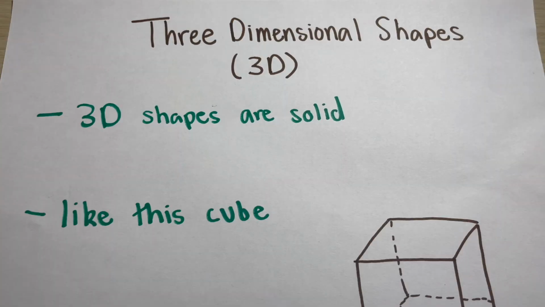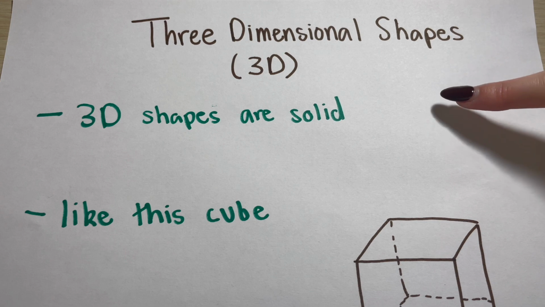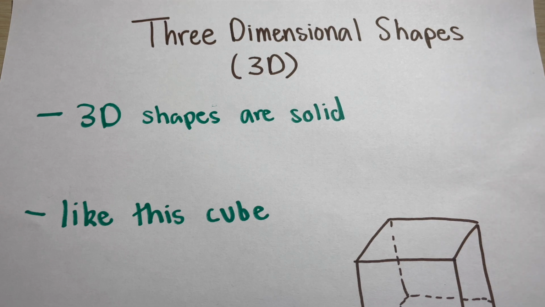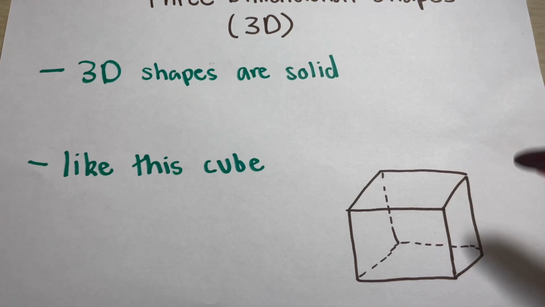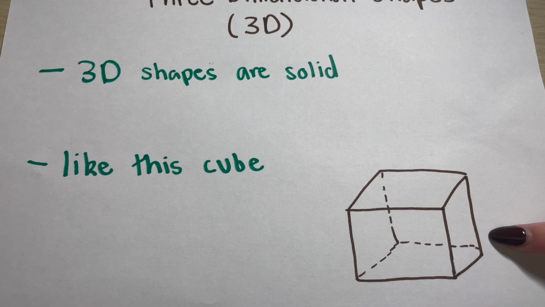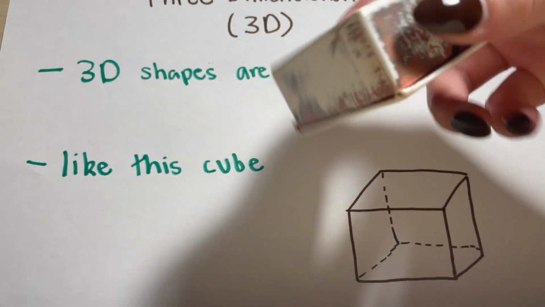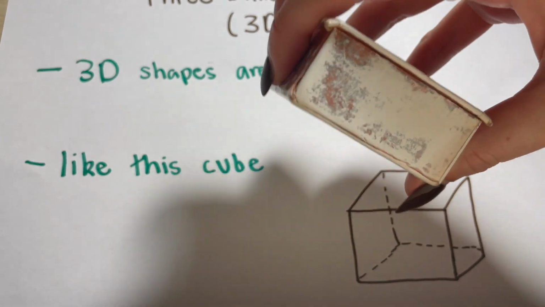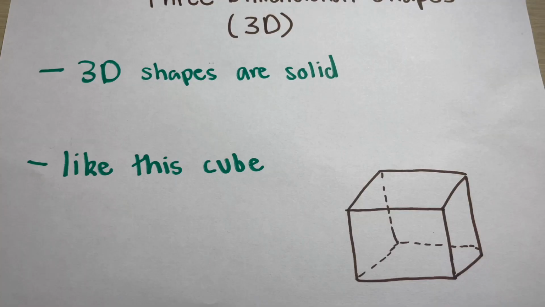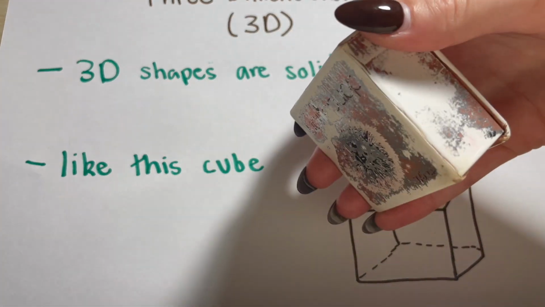Now let's talk about three-dimensional or 3D shapes. 3D shapes are solid, not flat. They're physical objects that have something in the middle of them. For example, we have a cube. This is like a solid square. Here I have an example of a cube. This is just a makeup product, but as you can see, it is solid, not flat. Another important thing to note is that it is able to be physically held in my hand.